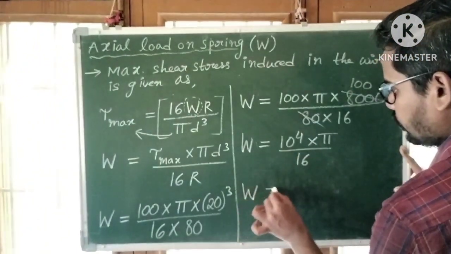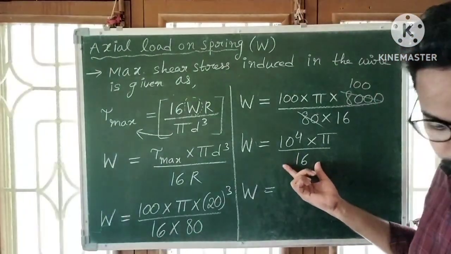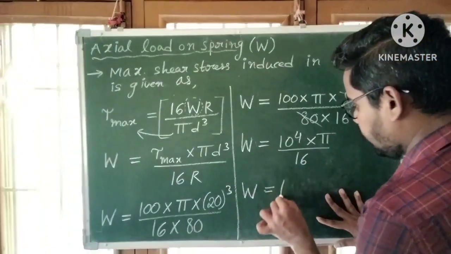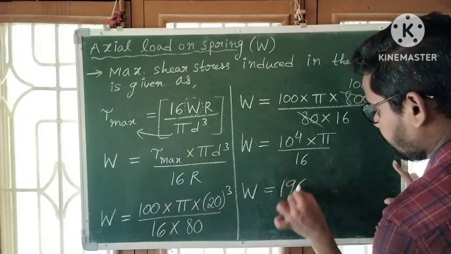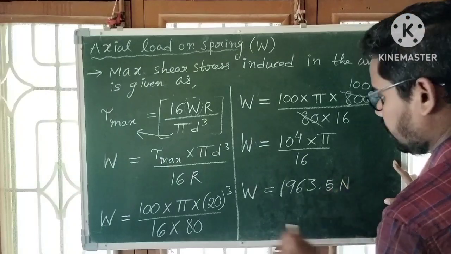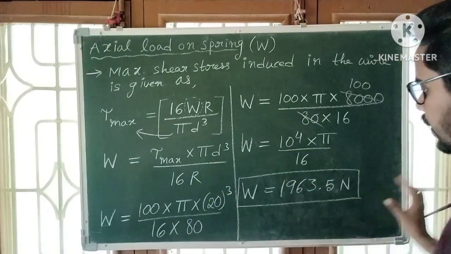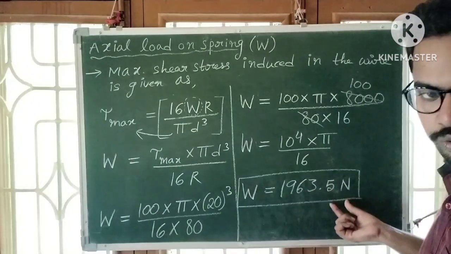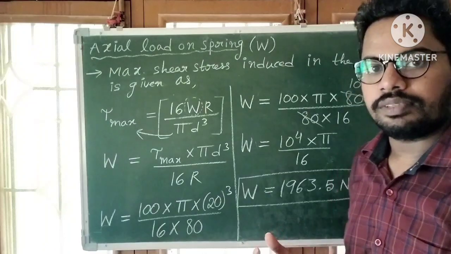Now W is equal to... if you calculate this value, you will get W as 1963.5 newtons. Okay. Therefore, axial load on spring is 1963.5 newtons. Okay. Next, let us find number of turns.